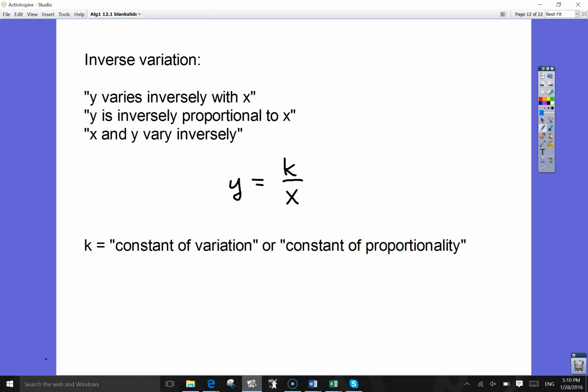Or it could say that x and y vary inversely. You can't say that for a direct variation. You can't just say x and y vary directly, because it would change the value of k, whether you write it as y equals kx or x equals ky. It would change it. When you write y equals k over x, honestly, it wouldn't make any difference if I wrote x equals k over y. The k would be the same. So this one is unique to an inverse variation. And still the k is a constant of variation or a constant of proportionality.